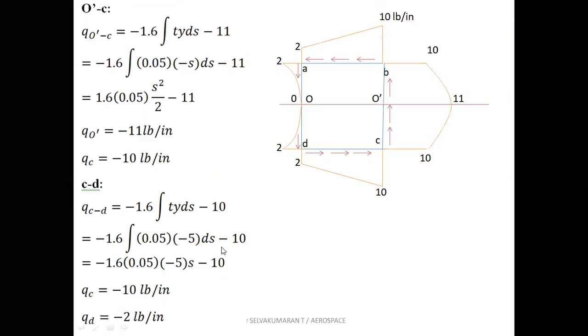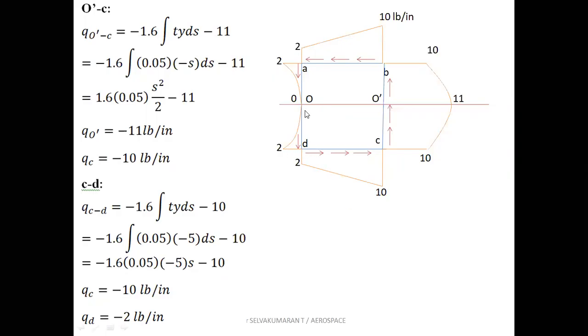So at C, s is 0. Substitute here, you get minus 10 pound per inch. At D, s is equal to 20. If you substitute, QD will be minus 2 pound per inch, which checks the previous shear flow value at QA. So the shear flow direction will be opposite to the s direction. Now CD is over.